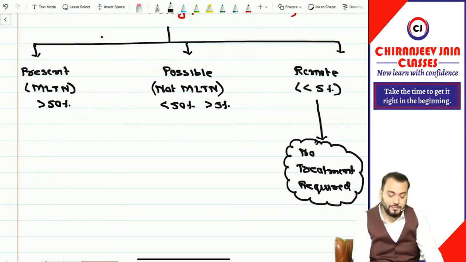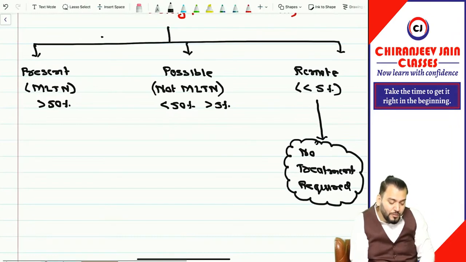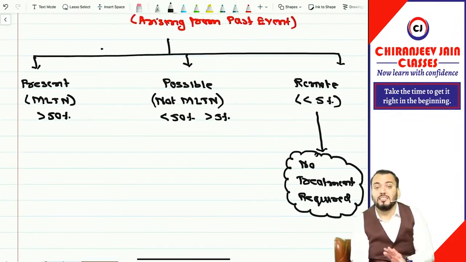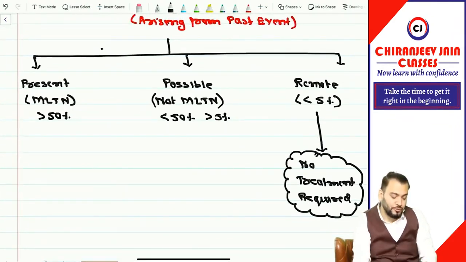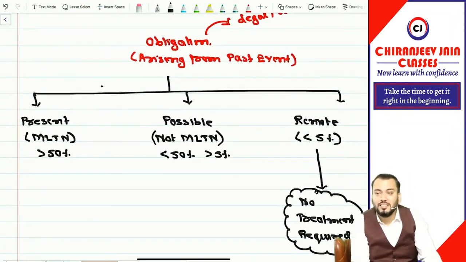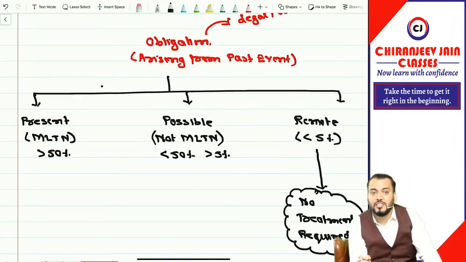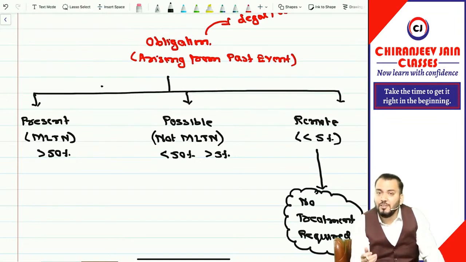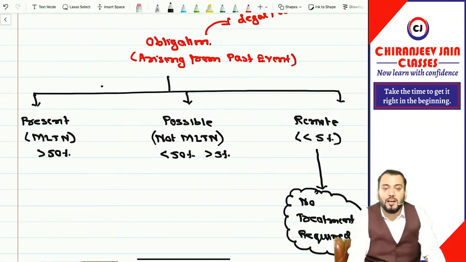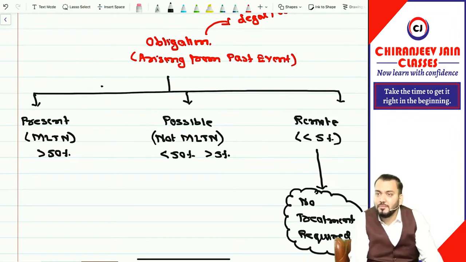Possible obligation. Now my question to you all: if there is a present obligation arising from a past event, what should we do? When there is a present obligation arising from a past event, what should we do? I'm not understanding what you are saying. Whenever there is a present obligation arising from a past event, what should we do? Create provision. Everyone is wrong.